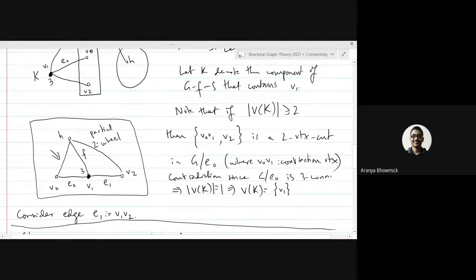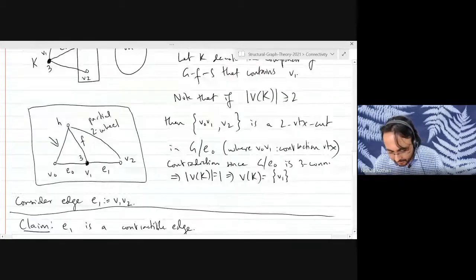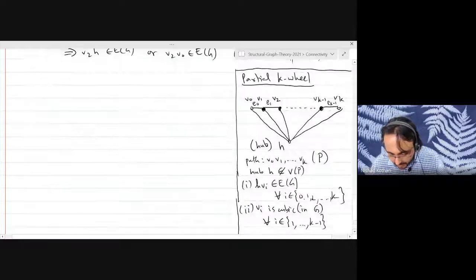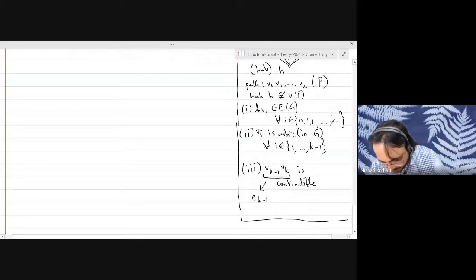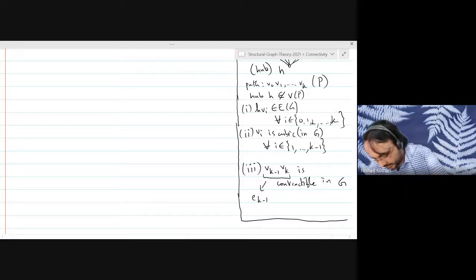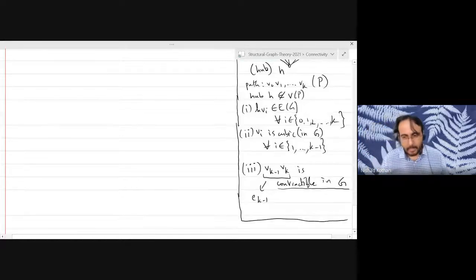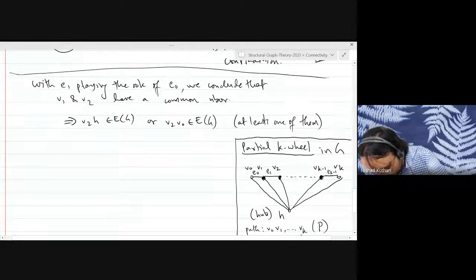Okay, but sir, when you are saying that it has a contractible edge, Vk minus one Vk, in the original graph G. So this definition, it is a partial K wheel in the graph G. So most things here are with respect to the graph G. So it is contractible in G. Yeah. So I agree that it can be confusing if you are not distinguishing between the structure and the original graph. So it is contractible in G itself. Okay. So this is for a three connected graph G, where G is simple and three connected.